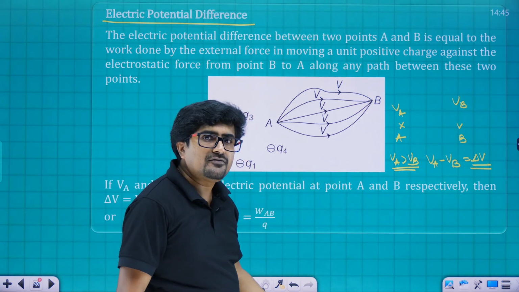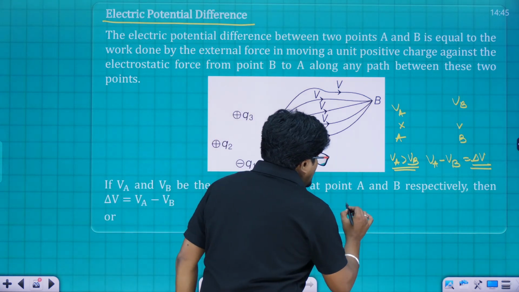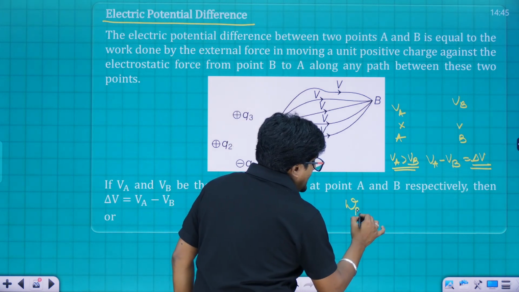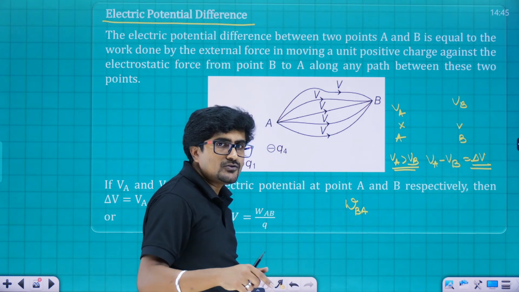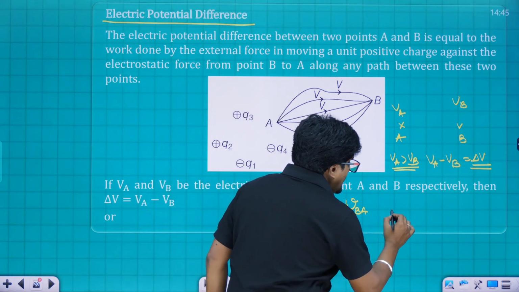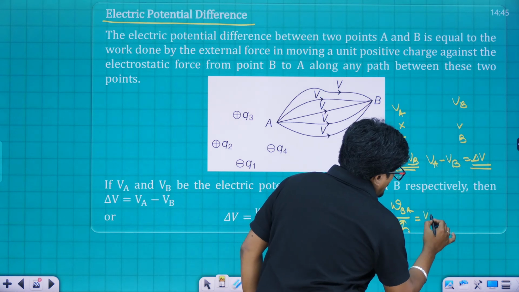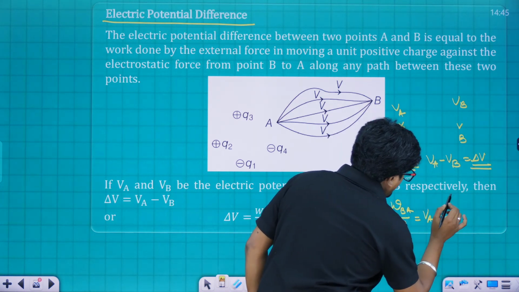And the same can be defined in terms of work, that is, work done in taking unit positive charge from B to A. If we are moving a charge of magnitude small q, then W_BA upon q is going to be VA minus VB.